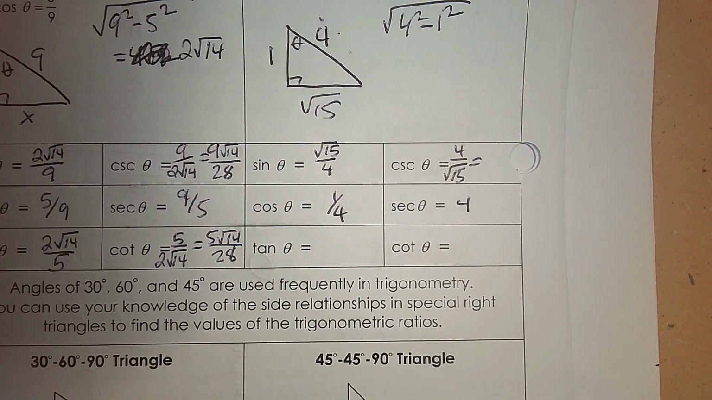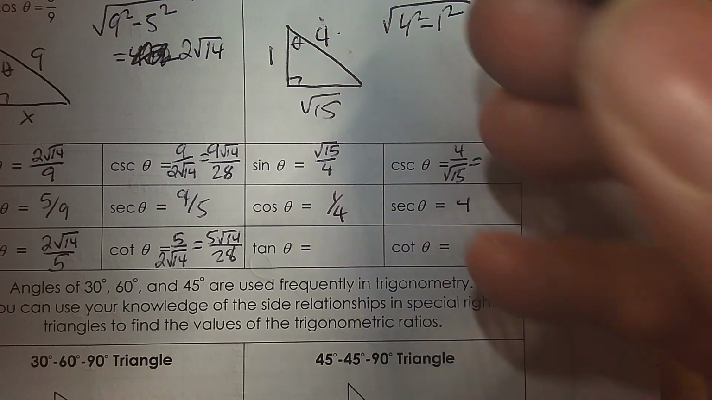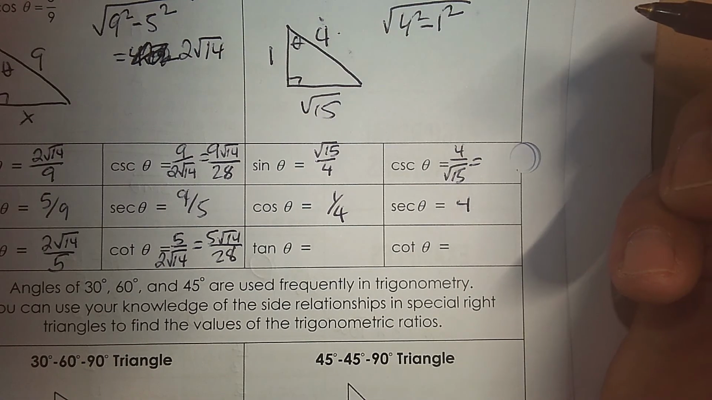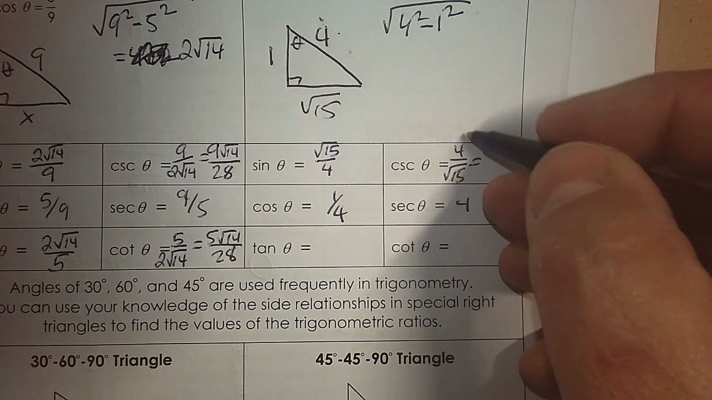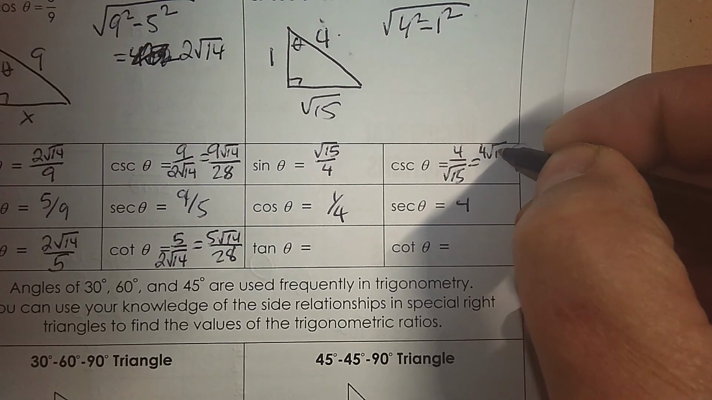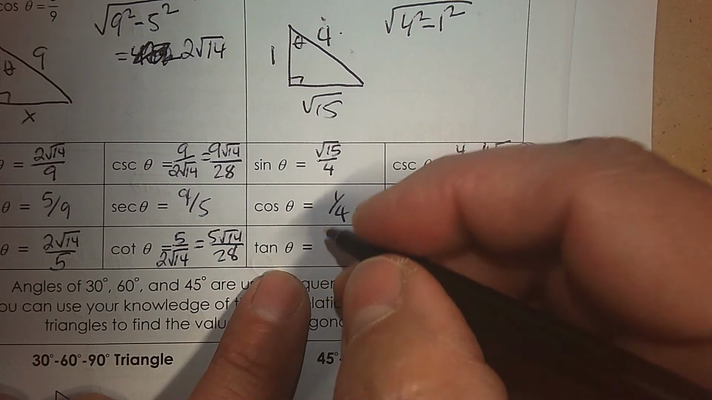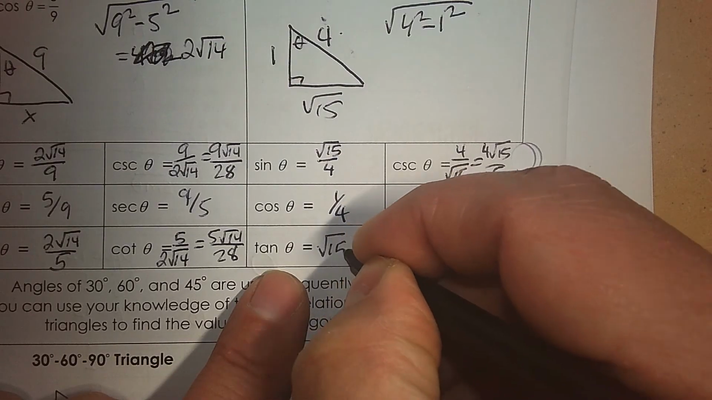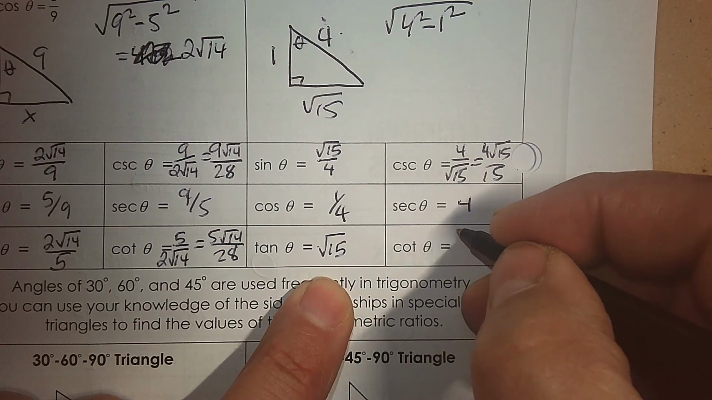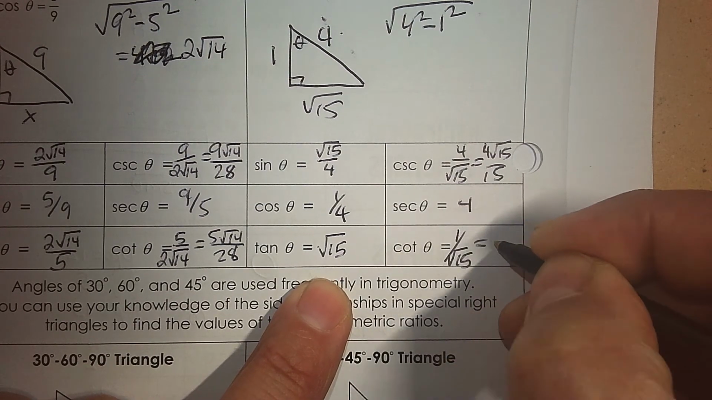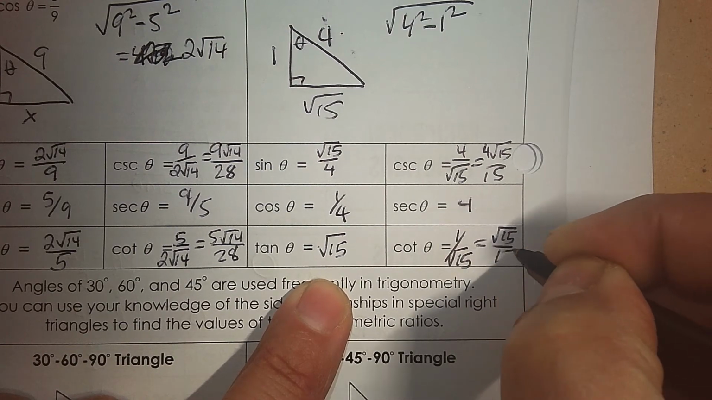Now, I can't leave root 15 in the denominator. What did I just do? Silliness. Root 15 over 4. Now, that's good. So, 4 root 15 over what? 15. I just started to doubt myself. Tangent. Opposite. Root 15 over 1 is just root 15. And then the reciprocal, when I multiply by root 15, is root 15 over 15.